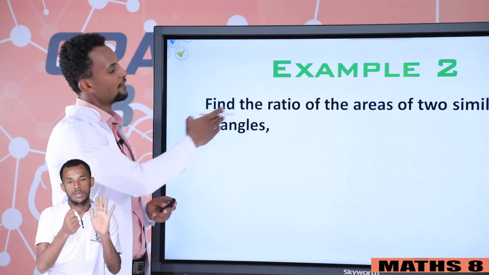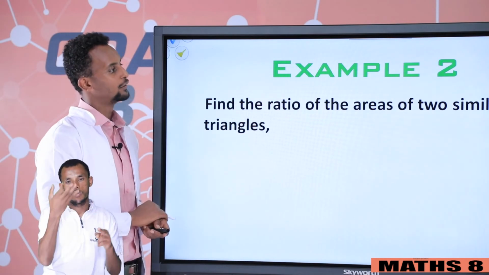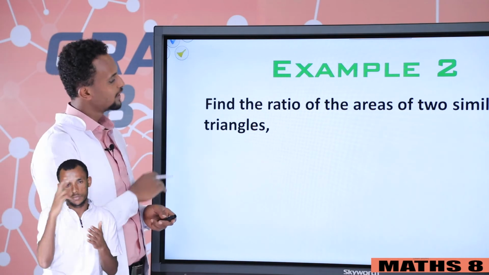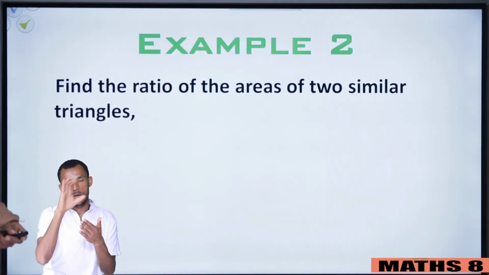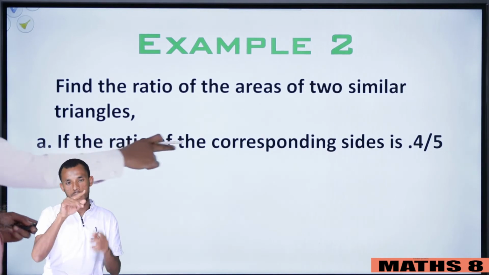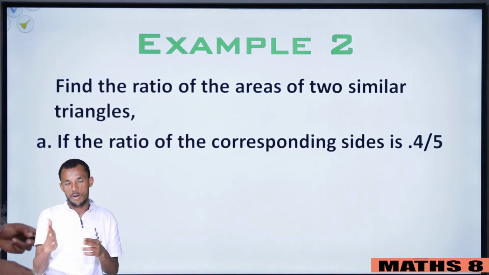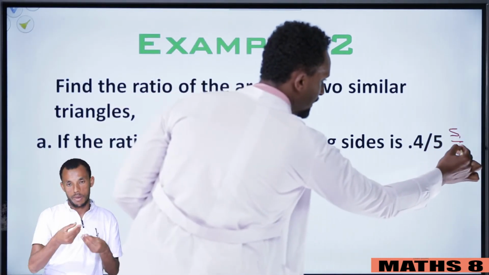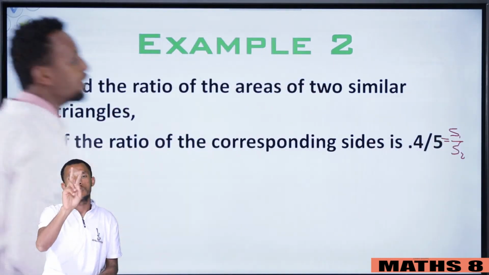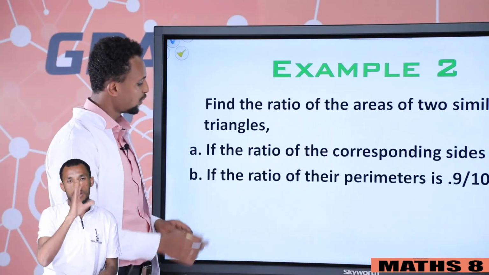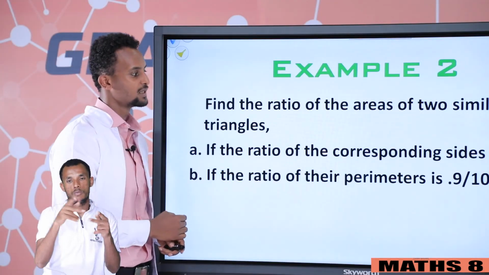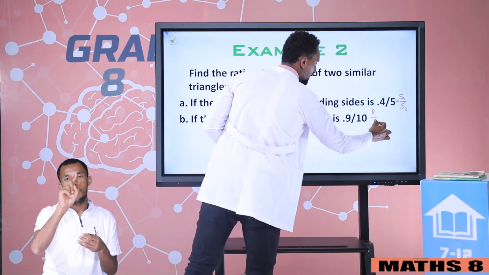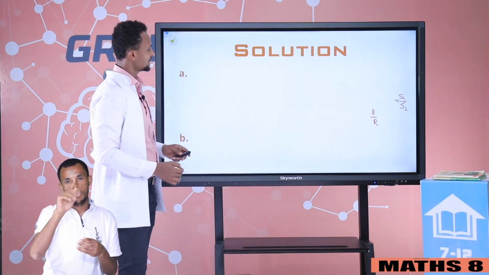This example says find the ratio of the areas of two similar triangles. In the case of solving this, finding the area of similar triangles, A: if the ratio of their corresponding sides is 4 over 5. At this time, you are given S1 over S2 is equal to 4 over 5. And the second one, B: if the ratio of their perimeters is 9 over 10. That means the given is P1 over P2. So let's come to the solution.